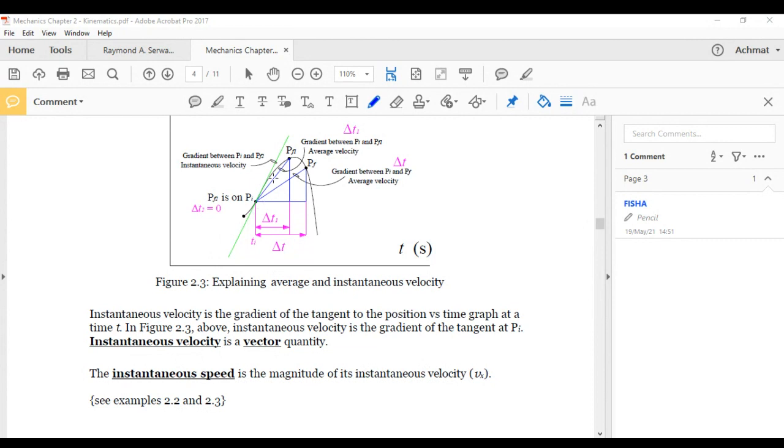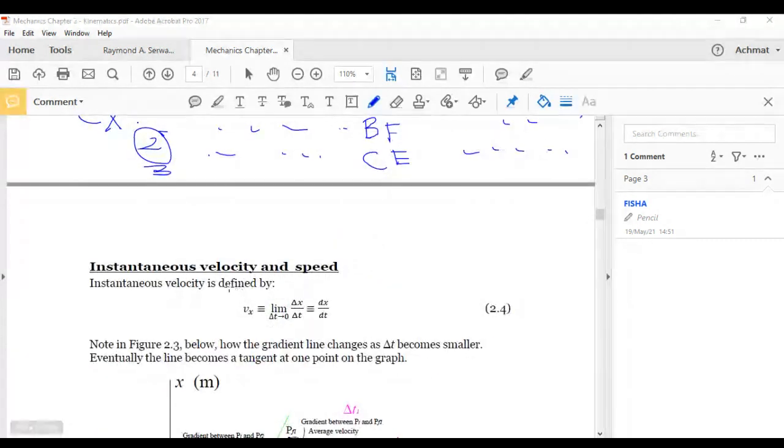Right, we're not going to get a graph like this for speed, okay, for distance necessarily. So when we're talking about the instantaneous speed, if you have worked out your instantaneous velocity, remember this will be positive or negative, this way or that way, your direction. So we just take the magnitude of that, and that can be called the instantaneous speed as well. Okay, so that is speaking about instantaneous velocity.